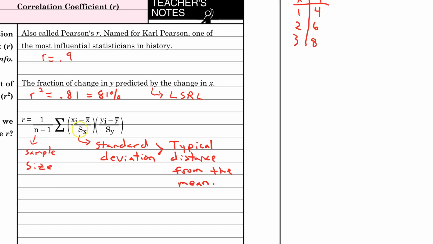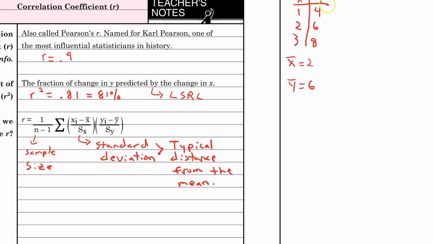Note in the formula that we need the difference between each x value and the mean, and the difference between each y value and the mean. So let us calculate both of those means. The mean of x, if we add all those together, we get 6. 6 divided by 3 is 2. This makes sense because this data is symmetric. This middle value would be the mean and the median. Likewise for our y's, 4, 6, and 8, the mean there is 6.